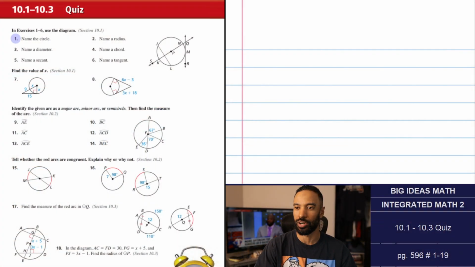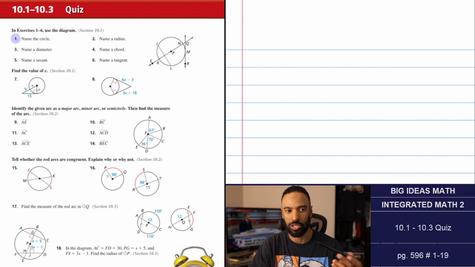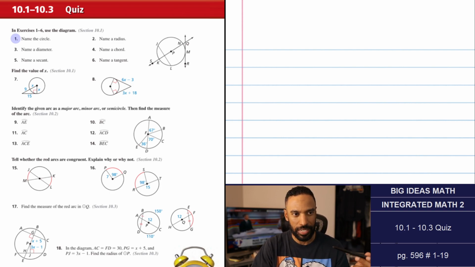I might go pretty quickly with it overall. These kind of go pretty quickly, all depending on the problems. Without further ado, I'm going to go ahead and get started. We're going to take a look at numbers 1 through 6. They tell you what section it's out of. They say use the diagram, and we'll name the circle.